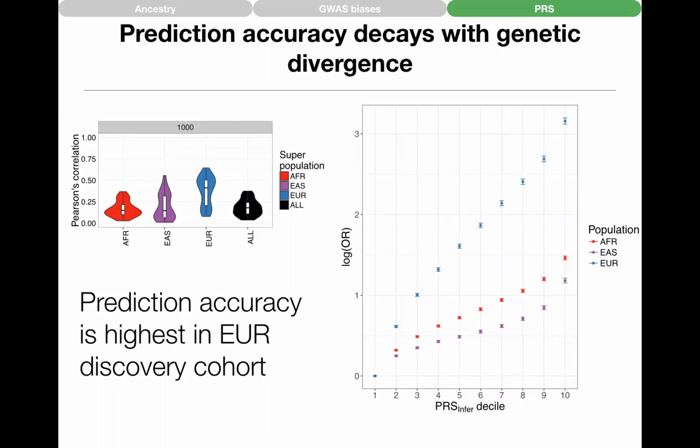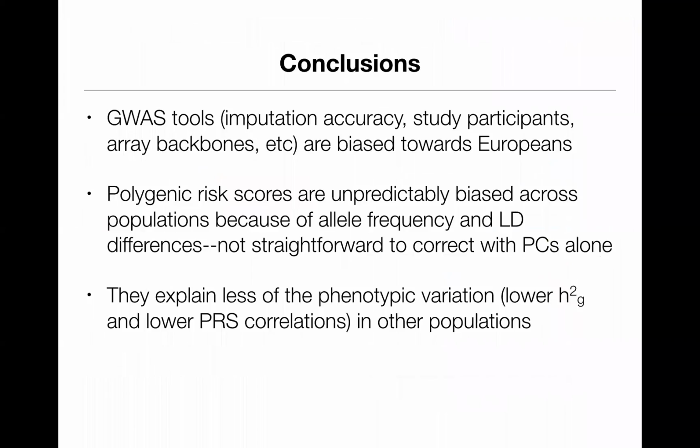On the right, I broke down these polygenic risk scores into deciles, and then I looked at the log odds ratio of being a case compared to a control. And what you can see is that you do the best at distinguishing cases from controls in European populations across these polygenic risk scores, and we do considerably worse in East Asian and African populations. So this again recapitulates this point that prediction accuracy is highest in European discovery cohorts.